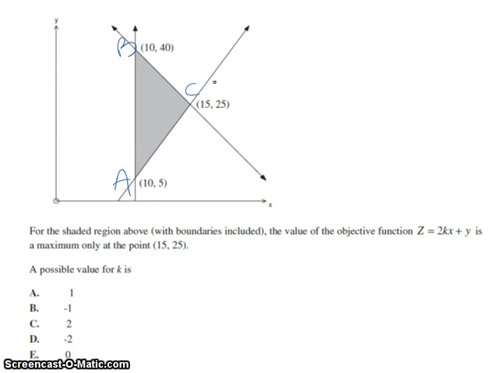So for this question here, it's asking you to find, for the shaded region above with the boundaries included, the value of the objective function where z equals 2kx plus y is a maximum only at the point 15 and 25. So what is the possible value of k in that objective function?